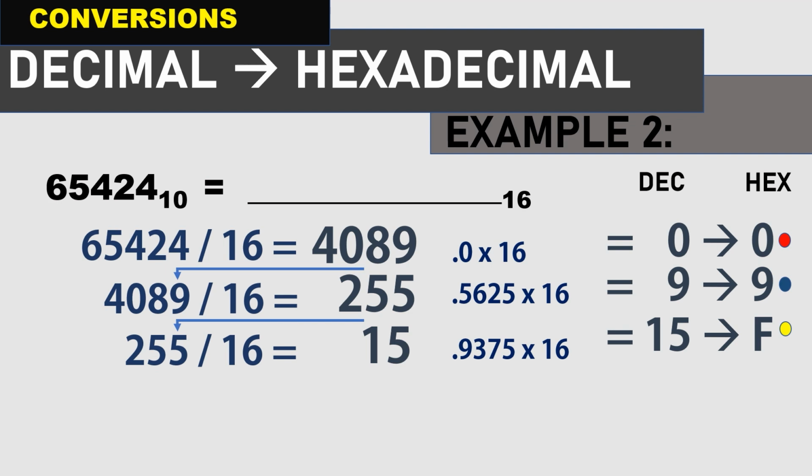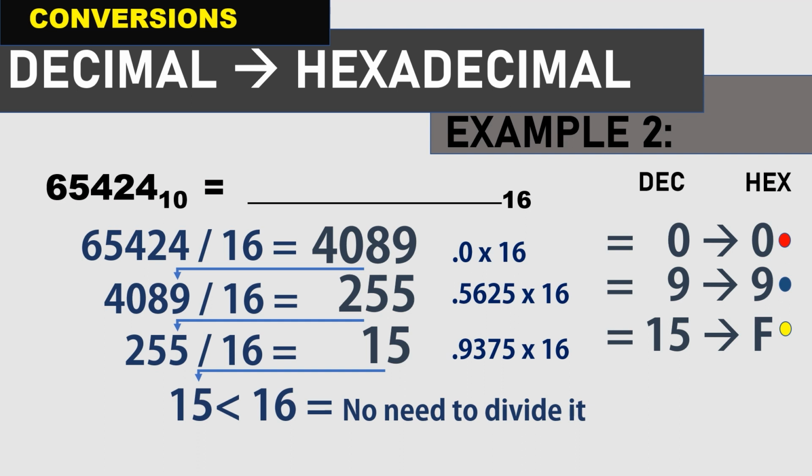Okay, so I mark it yellow. Then for the last step, we have here 15. And if you notice, 15 is less than 16, so no need to divide it. But 15, that is in decimal. We're going to convert it again to hex, so that is F.